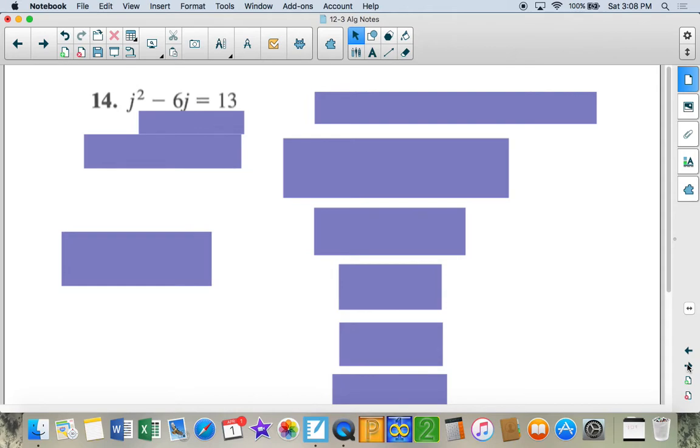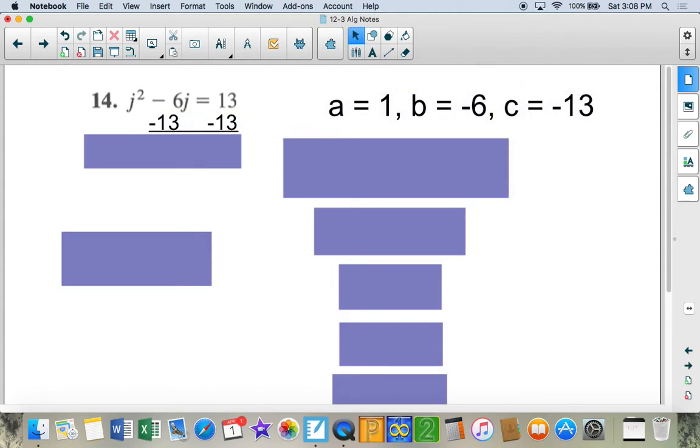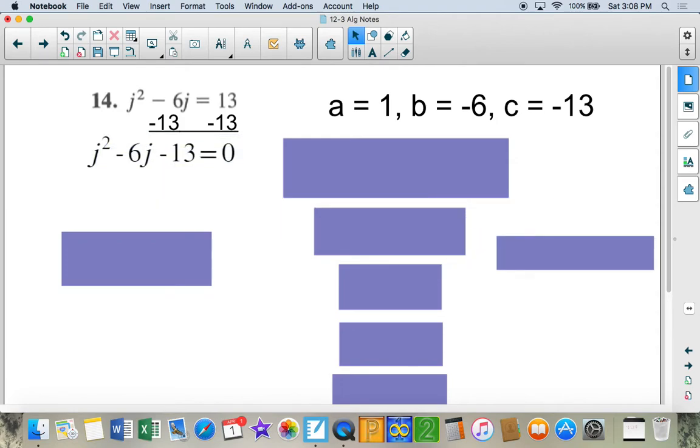And that's probably the biggest place that I find that students make their mistake: they think C is 13 because they just look for the constant. But we have to remember that you must always set the equation equal to 0. You must set it equal to 0. So we subtract 13 from both sides, and we get j squared minus 6j minus 13 equals 0.